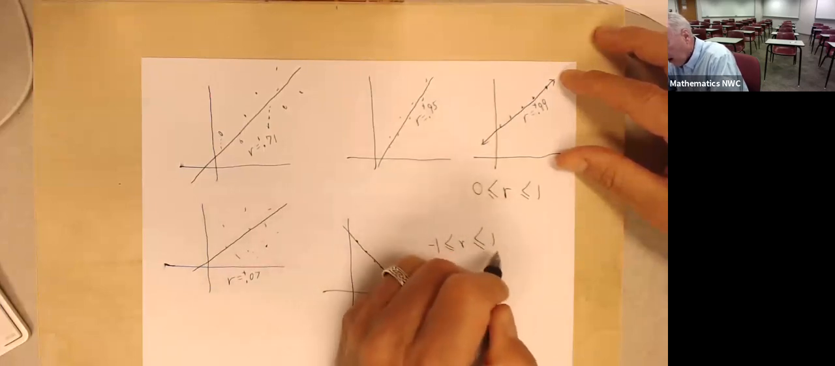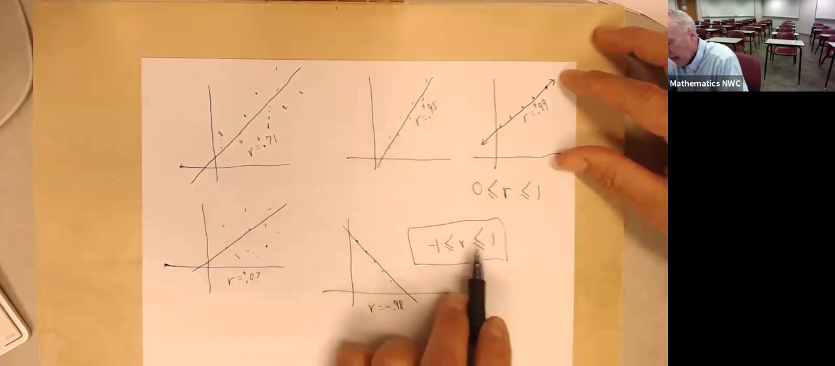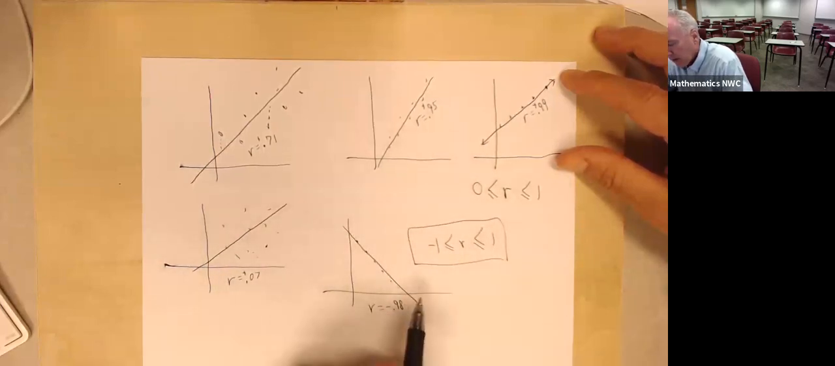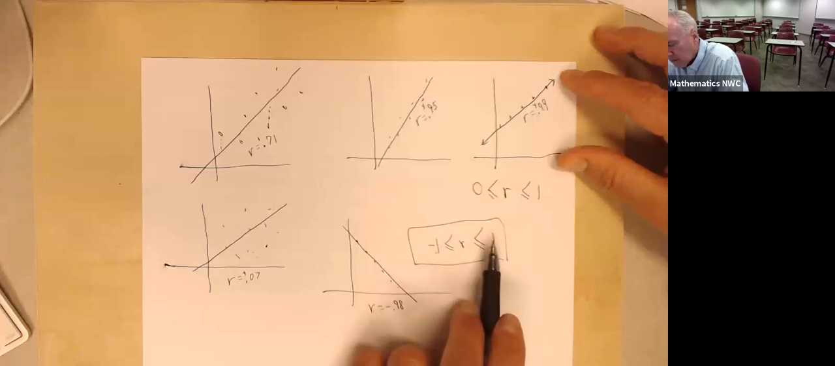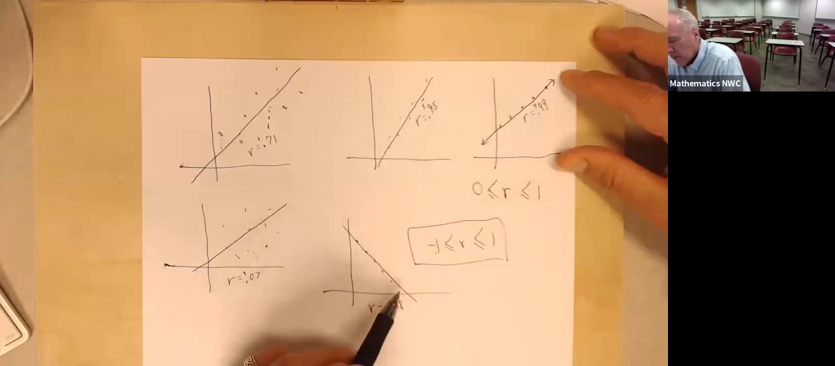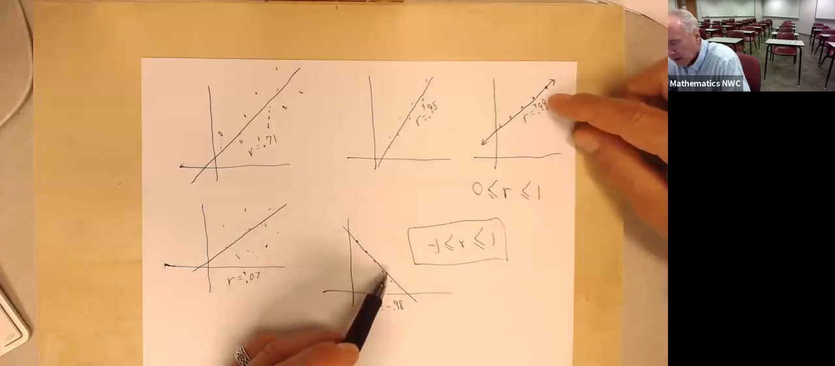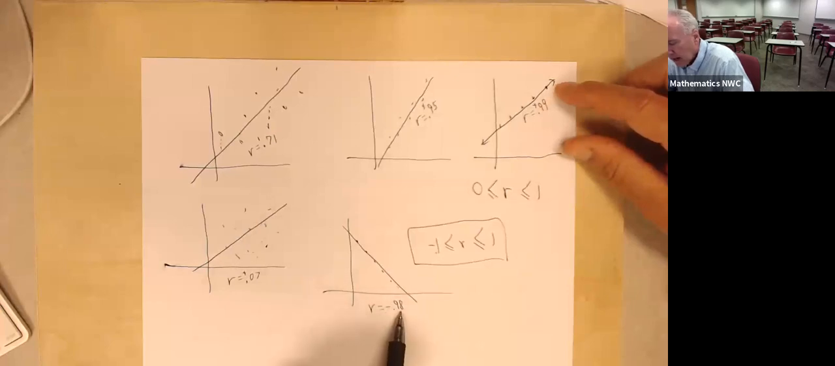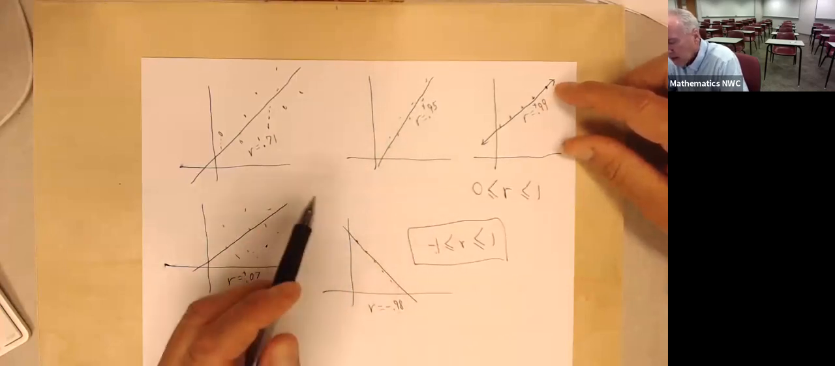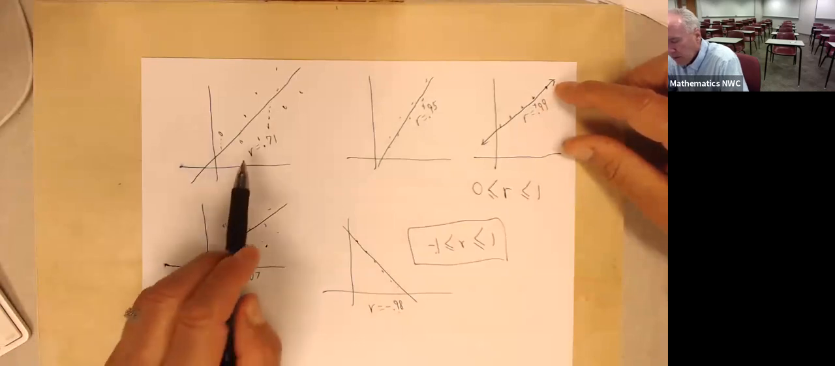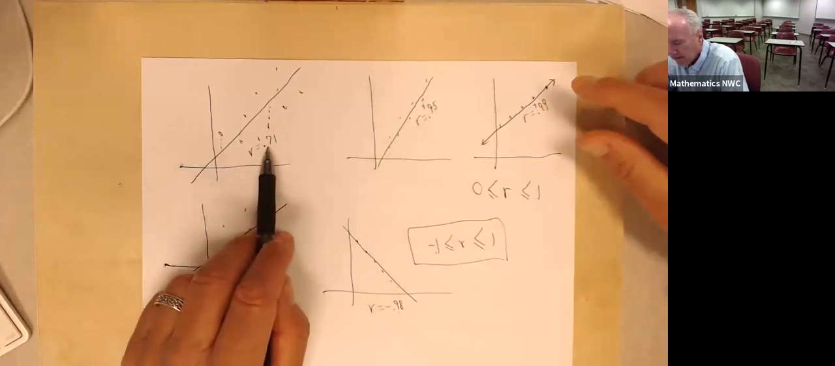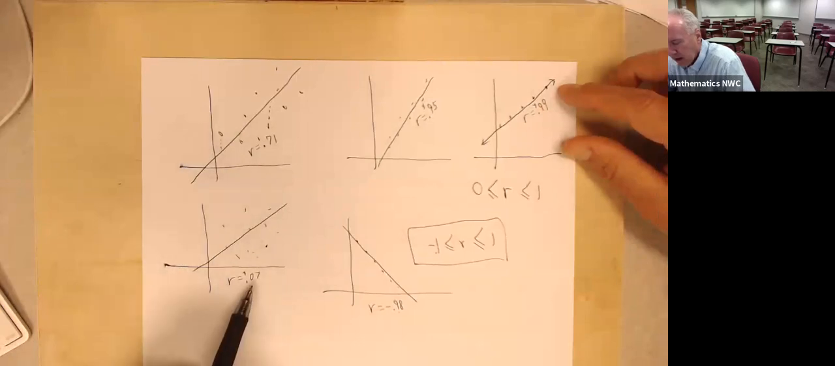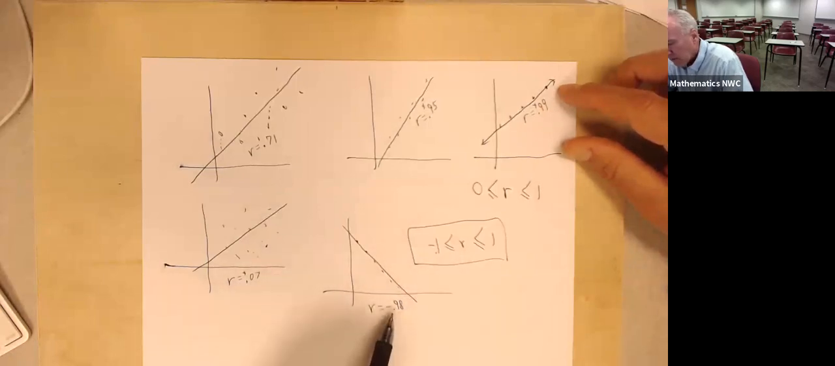Bottom line is R is between the negative one and the positive one. If it's close to either of the ones, it means the line is pretty accurate. It's a good predictor. If the R is in the 90s, whether it's a negative 90 or a positive 90, it still means pretty good predictor. If the R is in the 70s, it's probably not as good a predictor. If the R is really close to 0, like it is here, it's a terrible predictor. The calculator will give you that value of R.